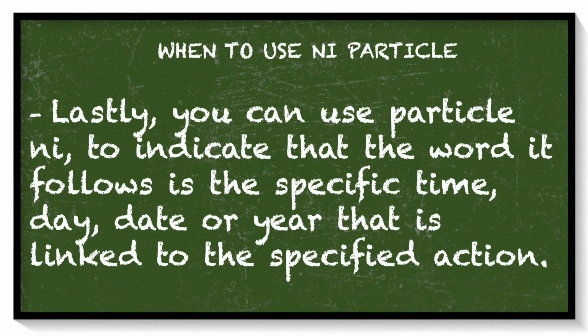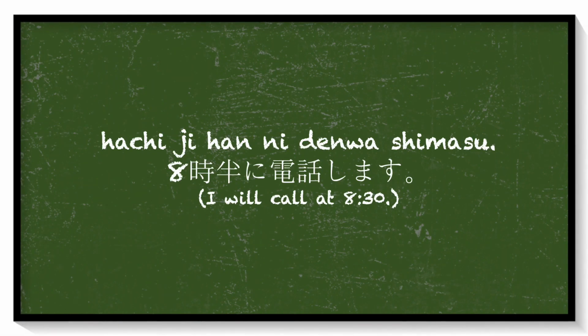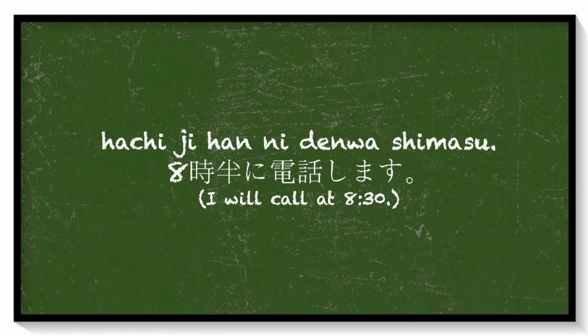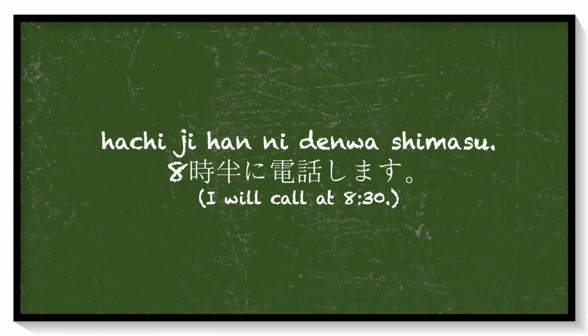Lastly, you can use particle ni to indicate that the word it follows is the specific time, day, date, or year that is linked to the specified action. For example, 8時半に電話します。 In this example, ni is translated as at in English. The item it followed indicates the specific time when he will call.